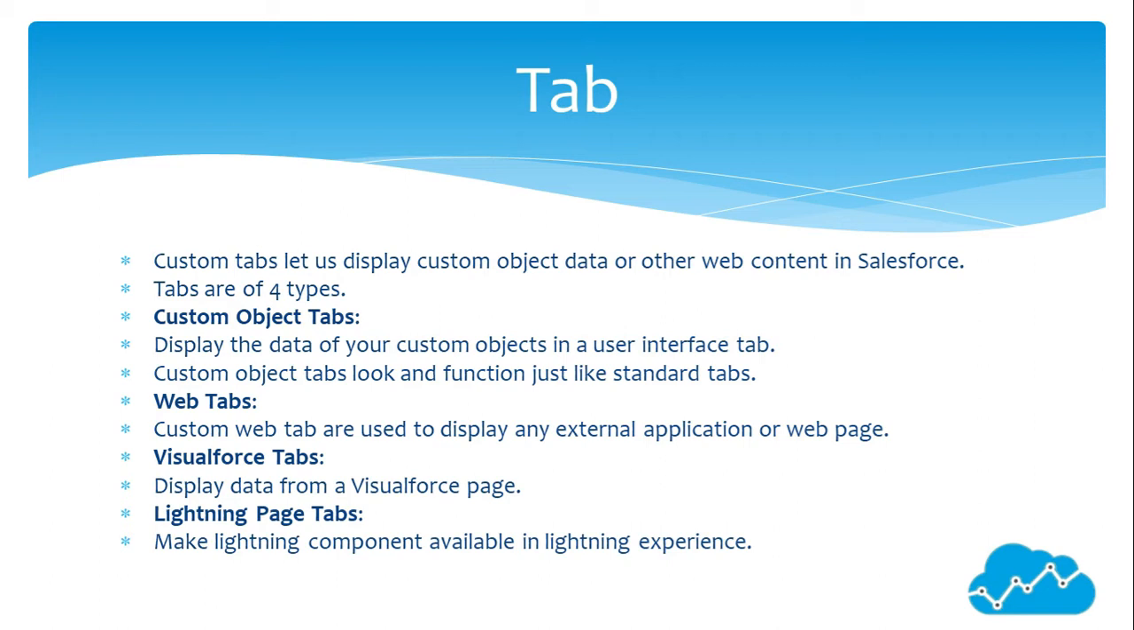Custom object tabs display the data of your custom objects in a user interface tab. Custom object tabs look and function just like standard tabs. Web tabs: custom web tabs are used to display any external application or web page. Visualforce tabs display data from a Visualforce page. Lightning page tabs make Lightning components available in Lightning Experience.